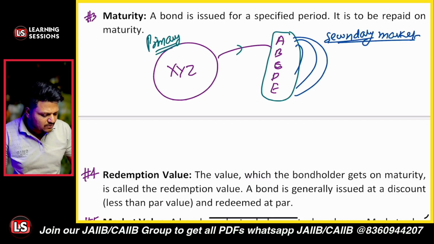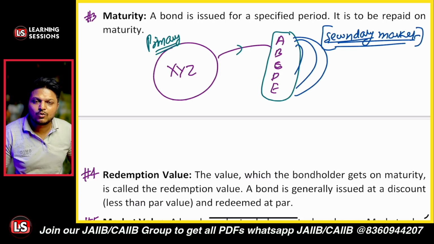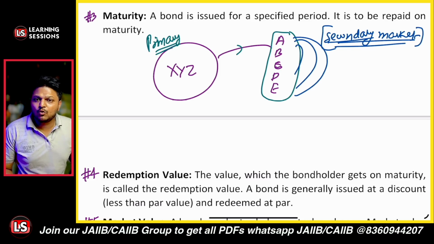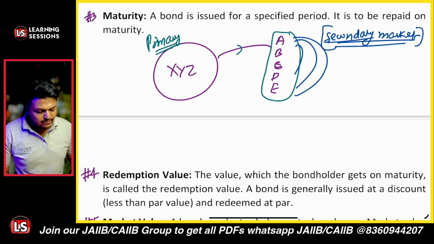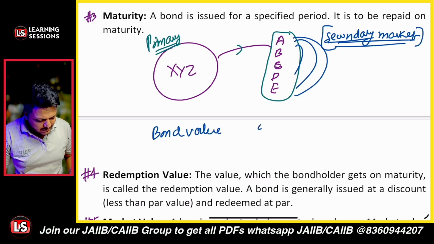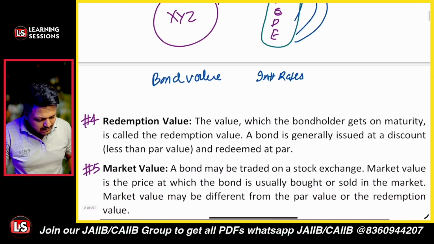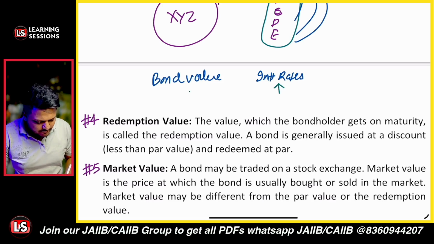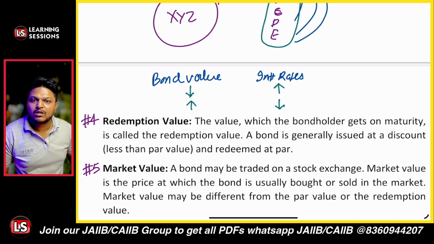Depending upon the interest rate scenarios, the bond prices will go up and down. Depending upon the required rate of return, the bond value will go up and down. Let me tell you a very interesting relationship between the bond value and the interest rates. Here I have the bond value and here I have the interest rates, right? If the interest rates go higher, the bond value will be lower. And if the interest rates go low, the bond value will go higher. So there is an inverse relationship between the bond value and the interest rates, right?